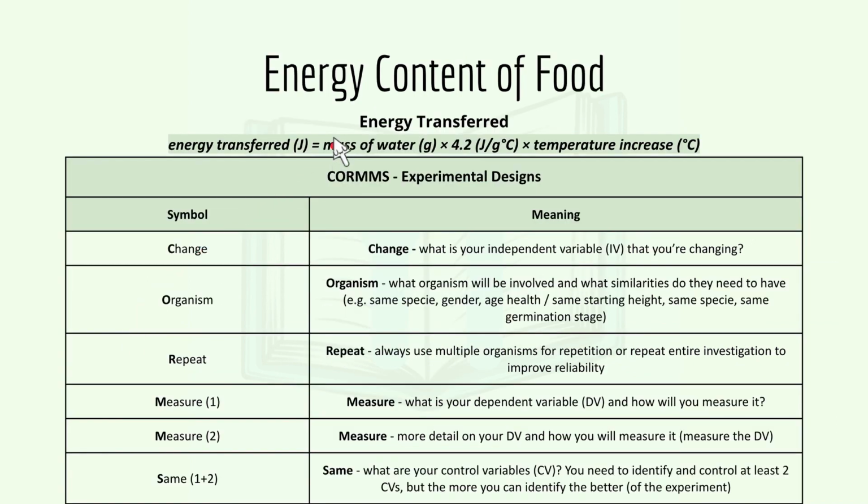So moving on, we have energy content of food, and energy transfer is equal to mass of water times 4.2 times the temperature increase, and energy transfer is in joules. And CORMS is an acronym that stands for change, organisms, repeat, measure, and same. CORMS is an acronym for how to design an experiment, and here's the meaning for each letter.